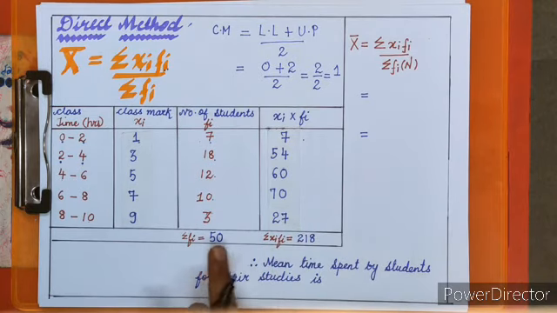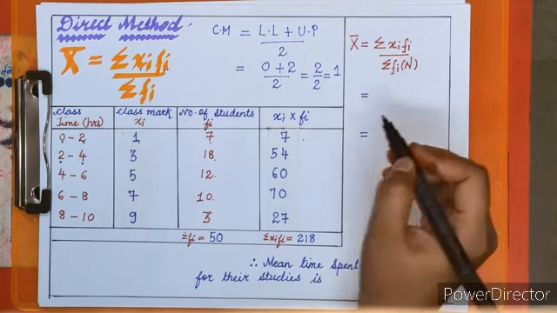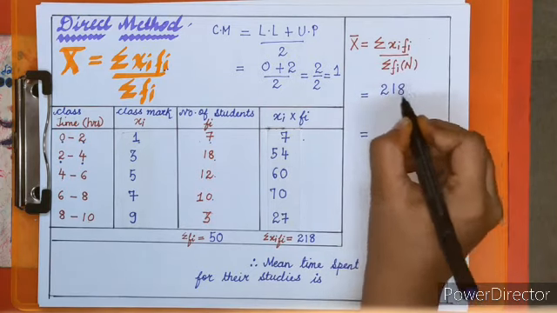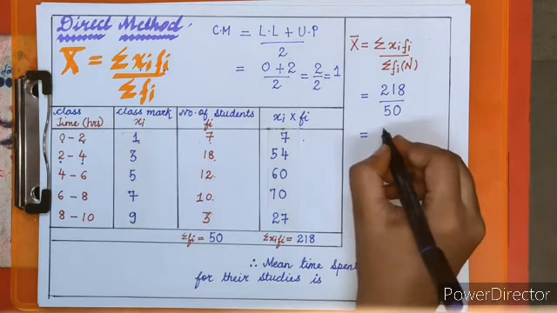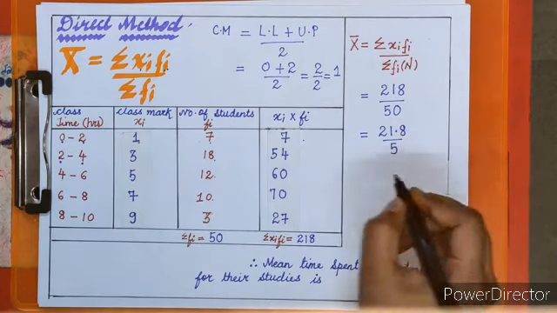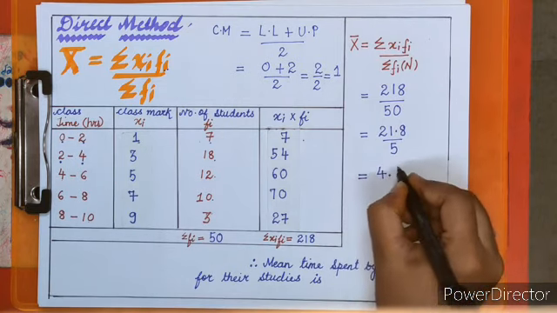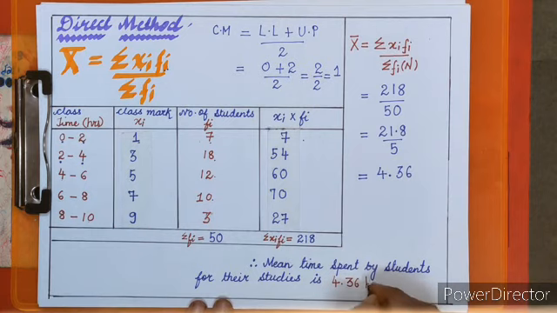So we got both the values which we have to substitute in the formula. We will write the formula and substitute the values. It is 218 divided by 50. So here it will become 21.8 upon 5. Now we will divide 21.8 by 5. We will get 4.36. So therefore, the mean time spent by students for their studies is 4.36 hours.